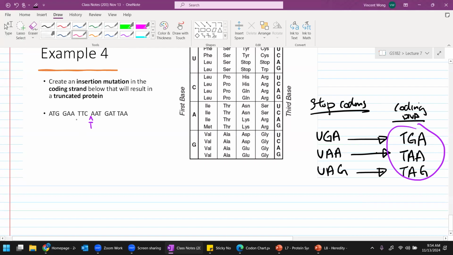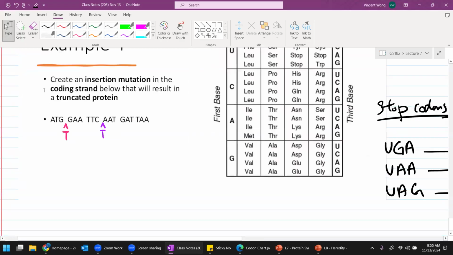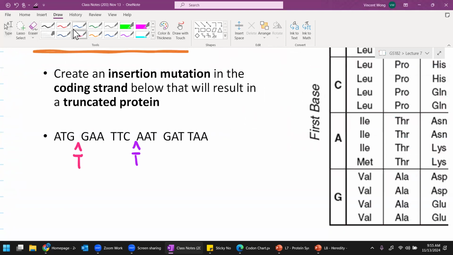Alternatively, I can insert it right here. So when the ribosome reads the code, it will be AUG, and then what's the next triplet? AUG, and then the next one would be UGA, right? And that would be a stop codon as well.